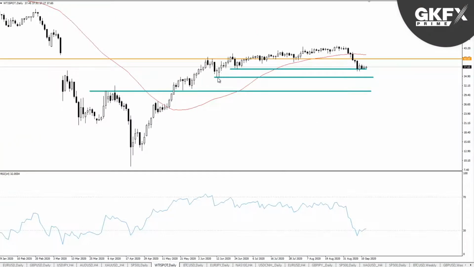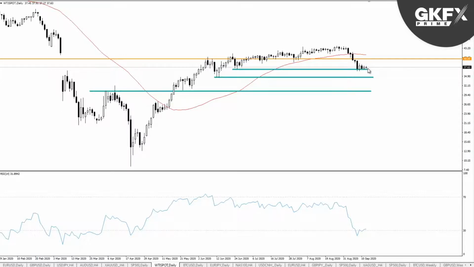WTI, I've scrapped out my rising trend lines for now. We have declined. What I'd suggested last week when we were talking about the decline in crude was actually the previous low up here, which we did temporarily pause at, you can see, but we actually came down to the next low as well.